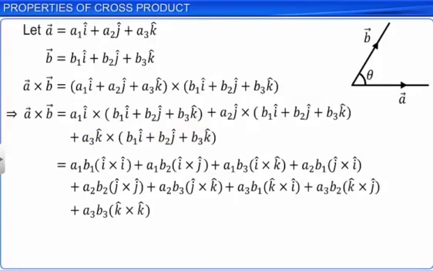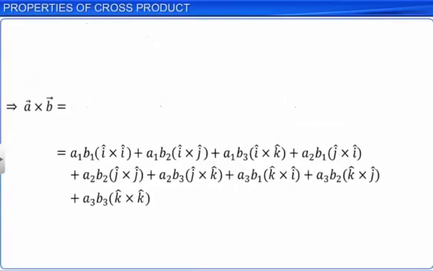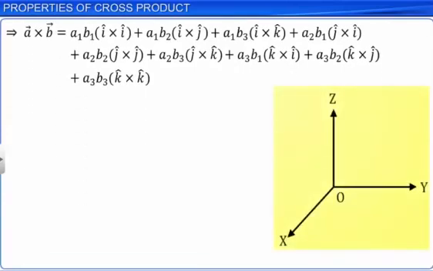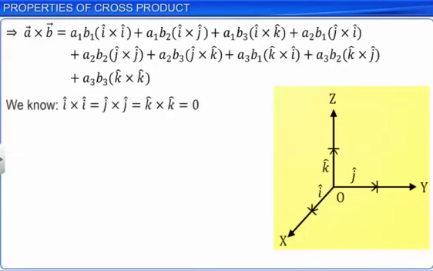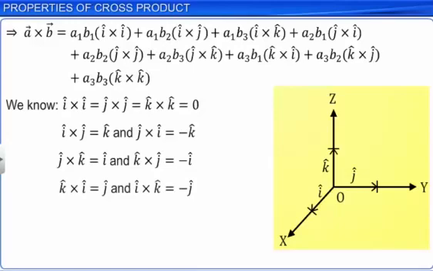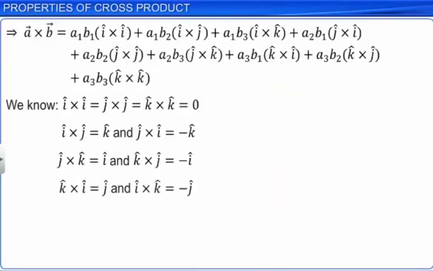We know that unit vectors i, j and k are mutually perpendicular to each other. We also know that the cross product of a unit vector with itself is equal to 0. We have already observed the cross products of mutually perpendicular unit vectors as shown here. Substituting the corresponding values, we get the equation as shown here.